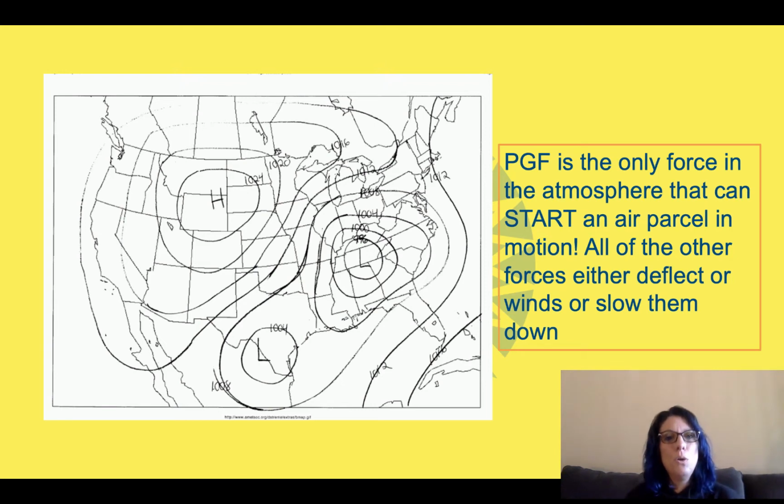All right. A note about the pressure gradient force: it is going to be the only force in the atmosphere that can start an air parcel in motion. No other forces can actually start the parcel to move. Some other one is going to deflect it in one way or another once it's already moving. But the pressure gradient force is unique because it starts it. This is why I consider it the most important force, because the rest of them are just going to act upon it. This one actually starts it. So I would know that if I was you.